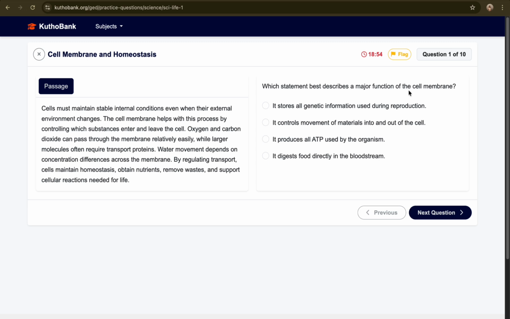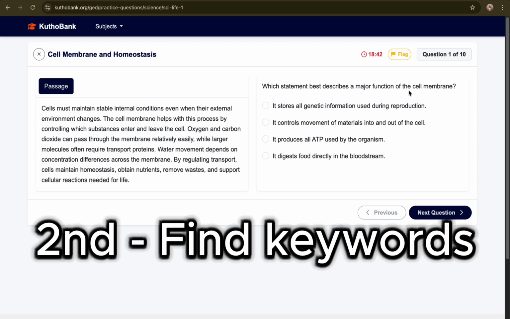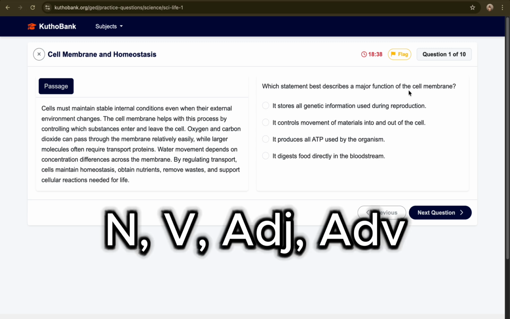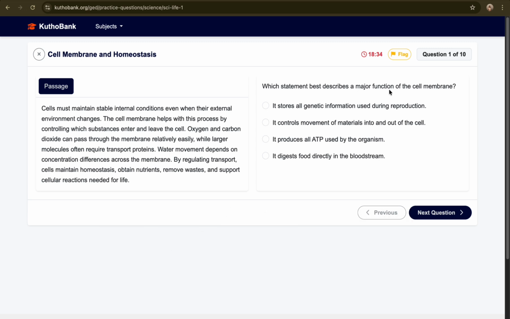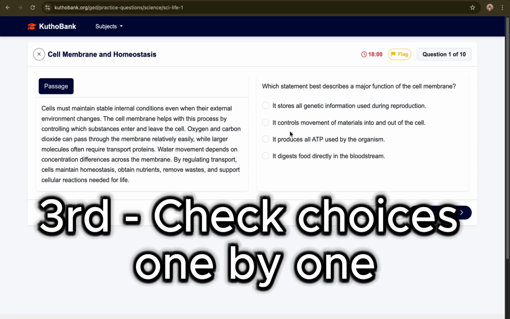After reading and understanding, then find keywords in it. Keywords are usually nouns, verbs, adjectives, adverbs. So, in this question statement, major function, cell membrane must be keywords. You can highlight them in your exam by using the highlighter, which should be somewhere around here in the bar. Once you have done that, start checking the answer choices one by one.